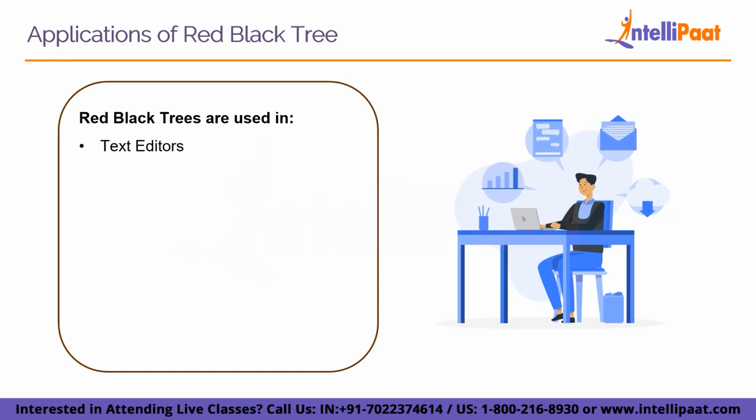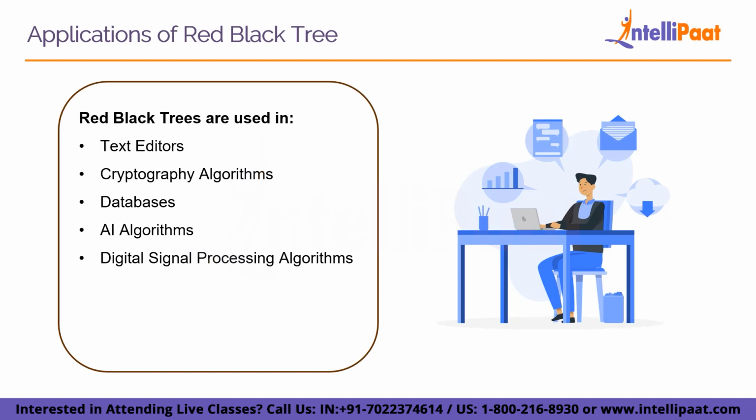The text editors use red-black trees to efficiently implement functions like undo and redo. Cryptography algorithms like hash trees and Merkle trees use red-black trees. Red-black trees can be effectively used to index data in databases, enabling quick searches and data retrieval. Artificial intelligence algorithms like decision trees and game trees employ red-black trees. Algorithms for digital signal processing such as wavelet trees use red-black trees.